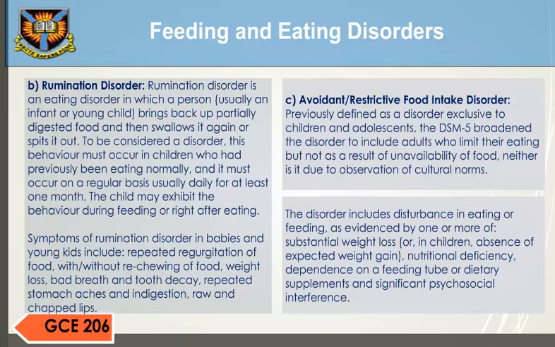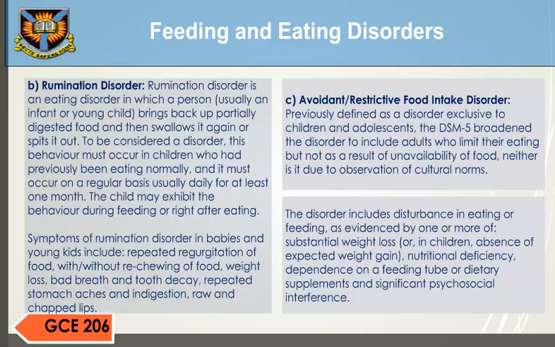B. Rumination disorder. Rumination disorder is an eating disorder in which a person, usually an infant or young child, brings back up partially digested food and then swallows it again or spits it out. To be considered a disorder, this behavior must occur in children who had previously been eating normally, and it must occur on a regular basis, usually daily, for at least 1 month. The child may exhibit the behavior during feeding or right after eating.